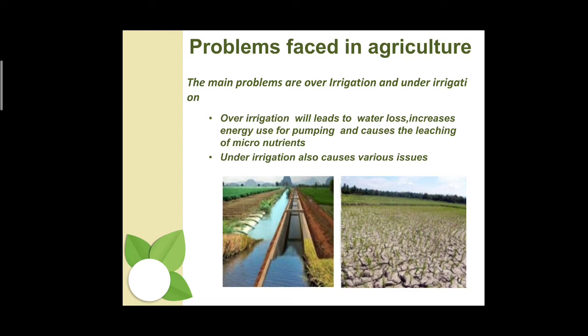Problem faced in agriculture. The main problems are over-irrigation and under-irrigation. What do you mean by over-irrigation? Over-irrigation is the term given to excessive use of water to irrigate plants than required, which leads to water loss, increases energy used for pumping, and causes the leaching of micronutrients. Under-irrigation also causes various problems. When plants are underwatered, it will cause a reduction in crop yield.